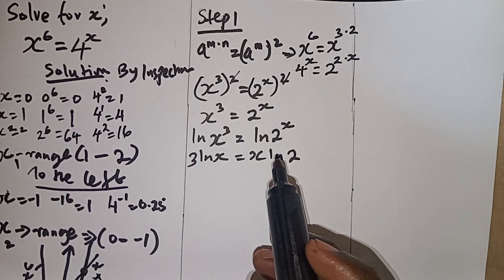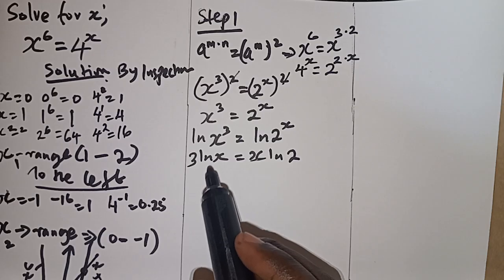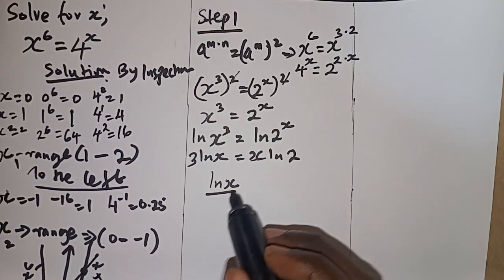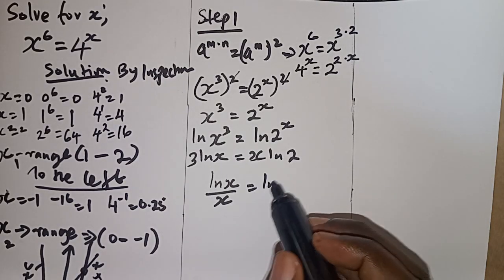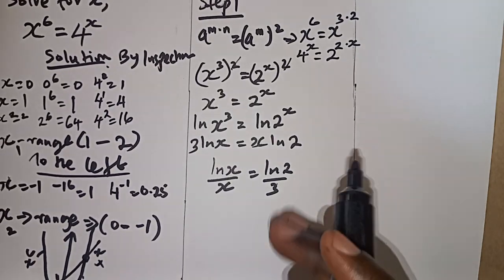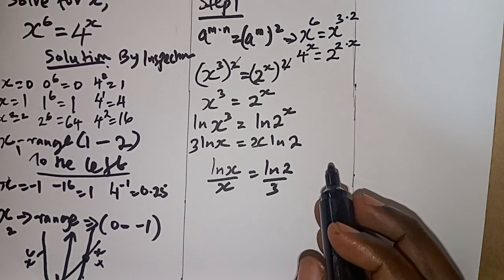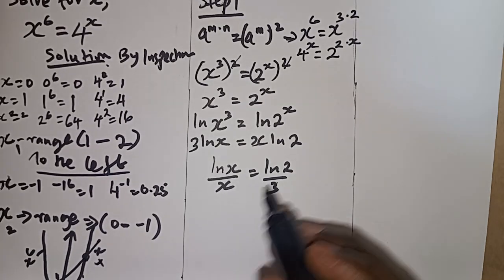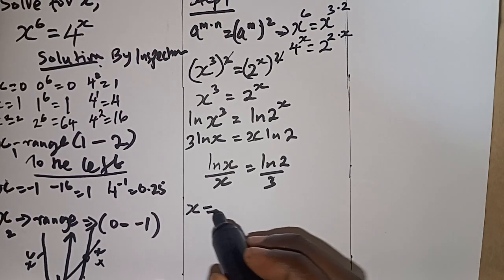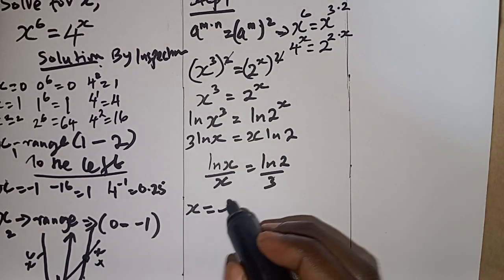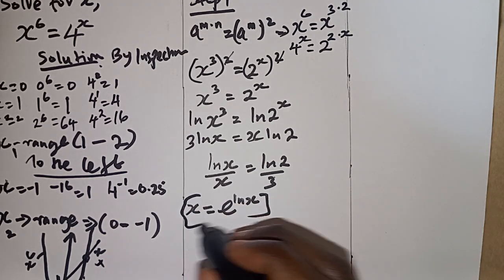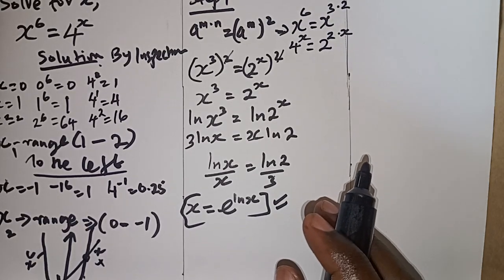At this stage, I want to bring the x to one side and the numerical values to the other. So I'll have ln of x divided by x equals ln of 2 divided by 3. Then you need to recall that when you have an exponential equation, x can also be interpreted as taking the exponent of the ln of x. So this will help us a lot.